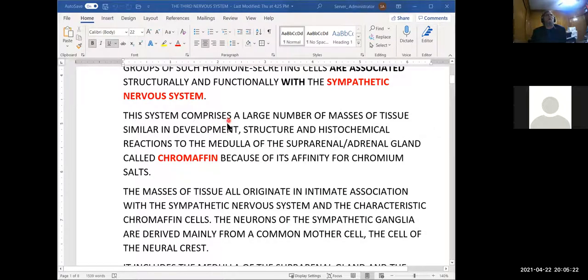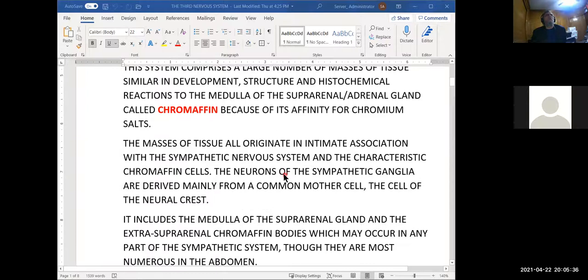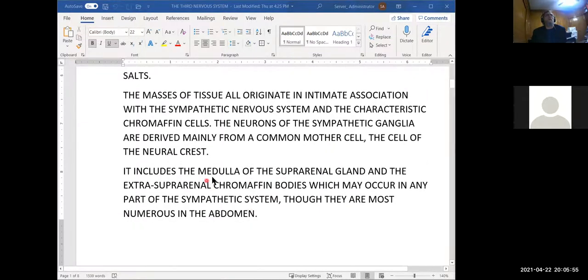This system comprises a large number of masses of tissue similar in development, structure, and histochemical reactions to the medulla of the suprarenal adrenal gland, called chromaffin because of its affinity for chromium salts. Masses of tissue all originate in intimate association with the sympathetic nervous system and the characteristic chromaffin cells. The neurons of the sympathetic ganglia are derived mainly from a common mother cell, the cell of the neural crest.